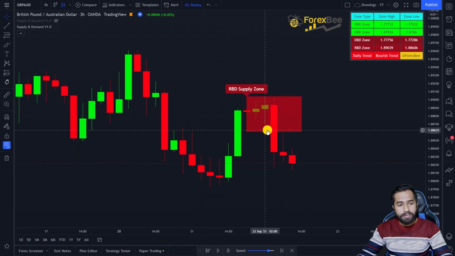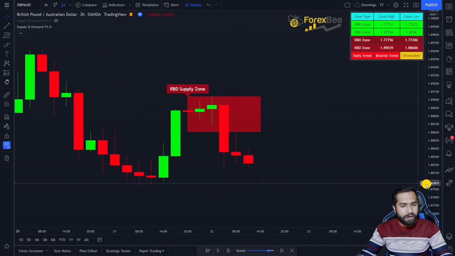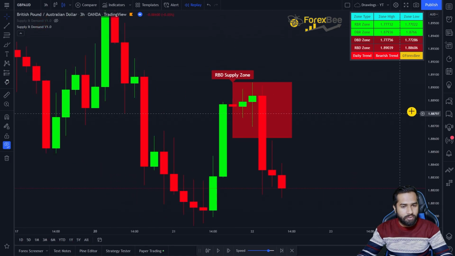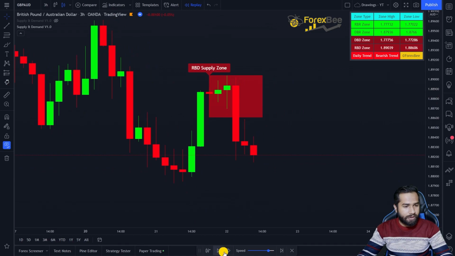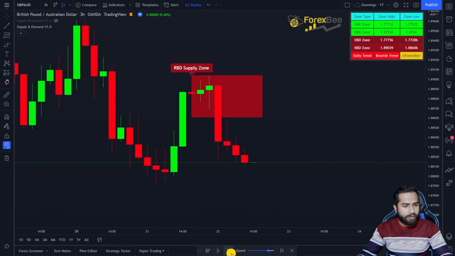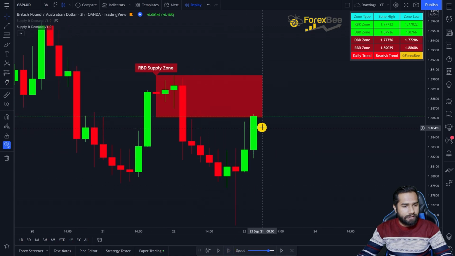So here what institutions will do is they will place their pending sell orders, and the market is gonna come back to this zone in order to pick those orders. So let's see how it goes. Okay, let me just forward play this market. So here we can see that at this point the market came back to this zone, this supply zone.